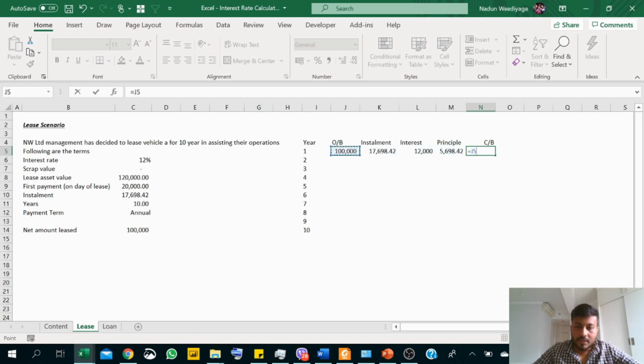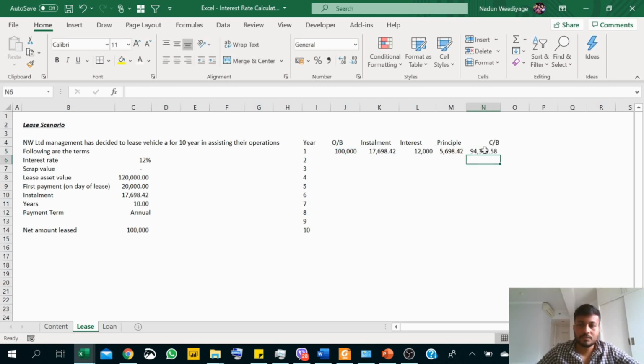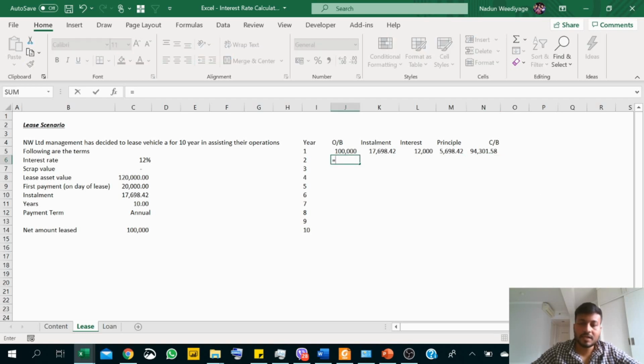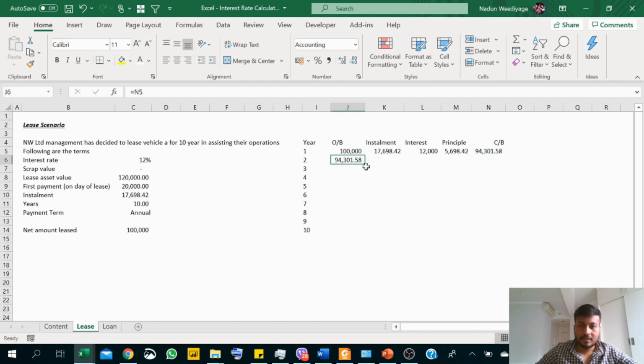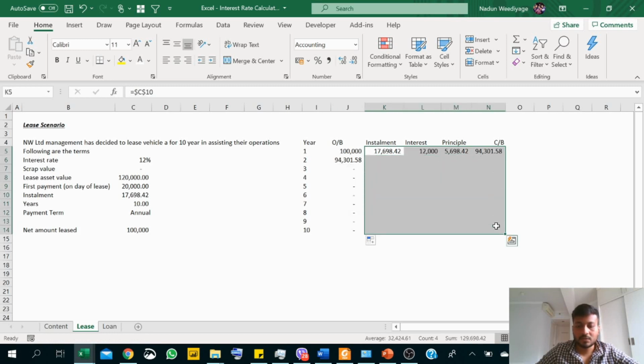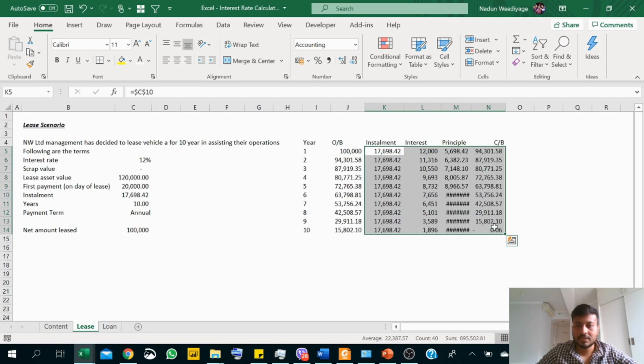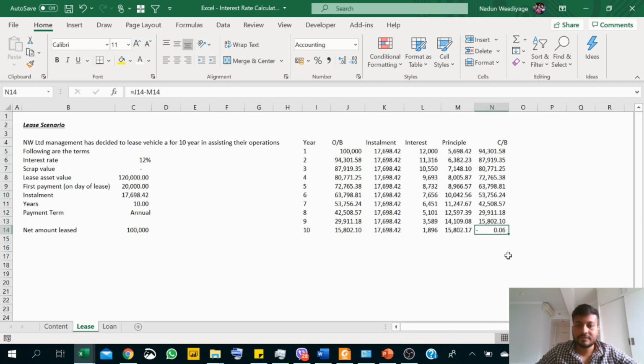So from the opening balance of the principal amount you have paid 5,698. So your closing balance would be 94,301, and this would become the opening balance of the second year. And then it will go on until year 10. And these formulas we can drag down by pressing Ctrl D. So as you can see, at the end of year 10 it becomes 0.